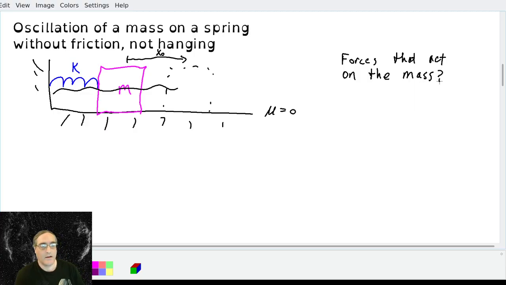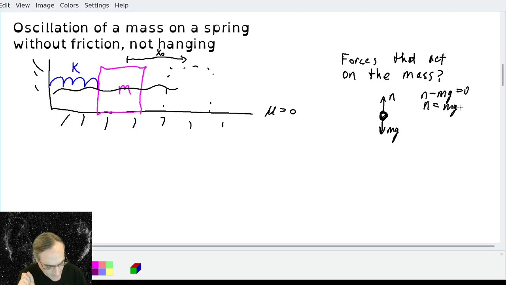Well, okay, gravitation, sure, normal force, yes, but they're going to balance each other out. Other than that, spring force. So, free body diagram, I would have a normal force, I would have an mg force, but those are pretty uninteresting. N minus mg equals 0, so N is equal to mg. That leaves the spring force, which looks like minus kx.